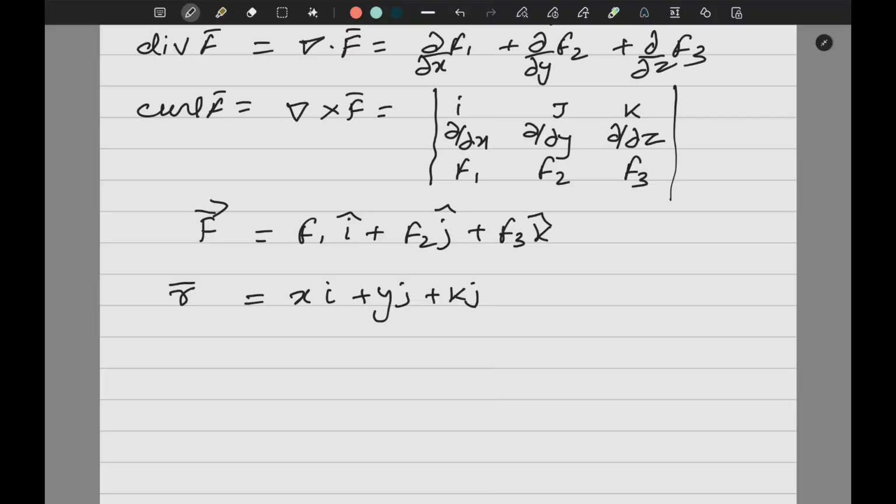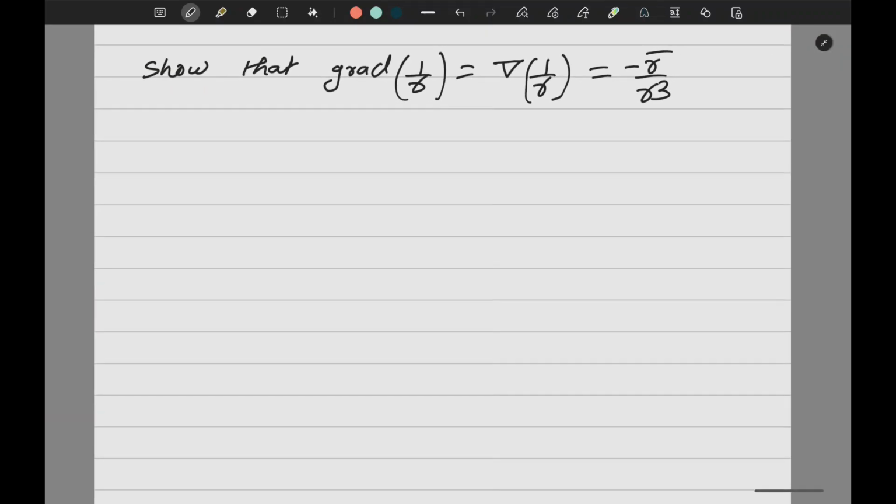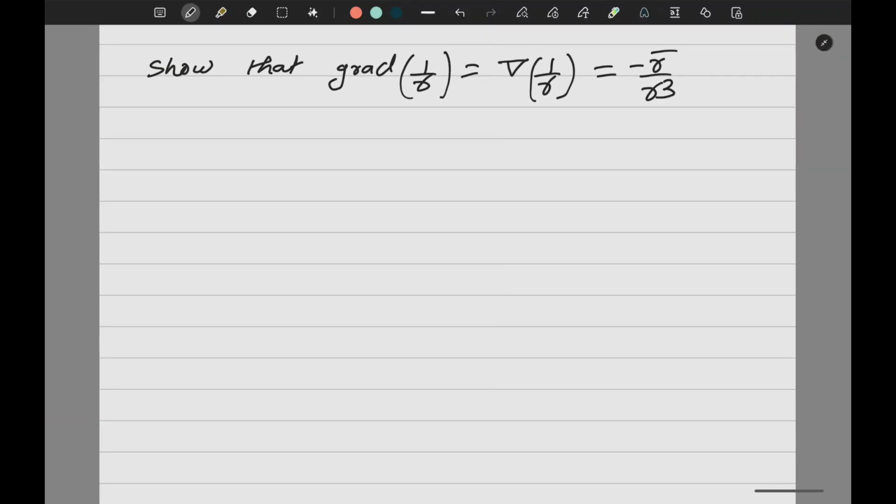And when you take the magnitude of this, the magnitude of R bar is equal to under root of x square plus y square plus z square. And R square is equal to x square plus y square plus z square. Right? So now wherever I represent R bar, it means vector. R means I am talking about this expression. So now let us start with the questions. The first question is, show that grad of 1 by R is equal to minus R bar upon R cube.